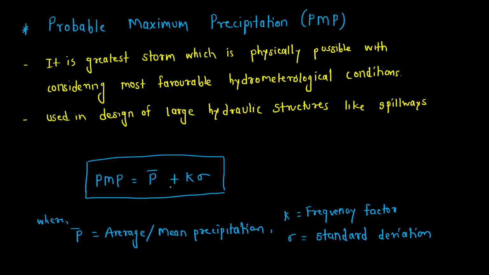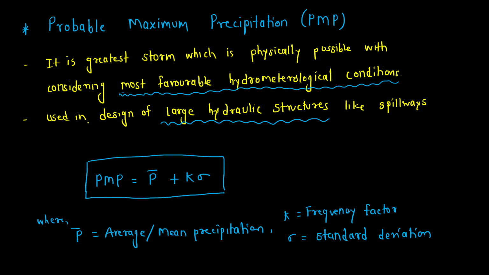So everything will be given to you if the question is asked from this. Generally the question is not asked from a numerical point of view from this concept. Mostly theoretical questions are asked from the definition point of view. So probable maximum precipitation considers the most favorable hydrometeorological conditions. This point you should note. And the second one is it is used in the design of large hydraulic structures.